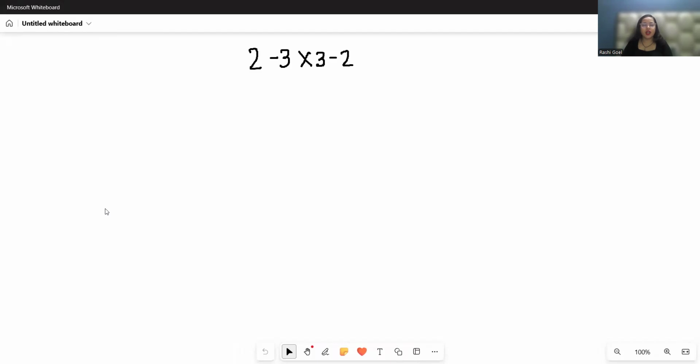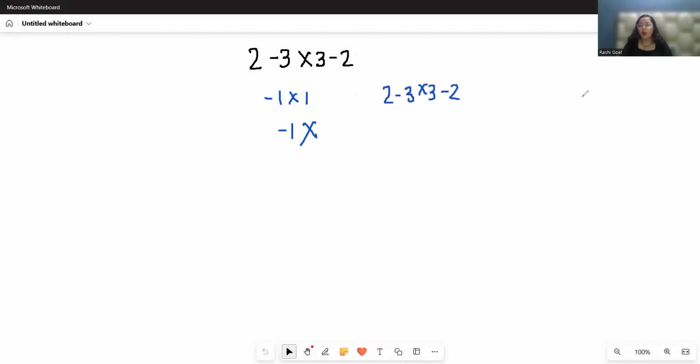So we have given the expression 2 minus 3 times 3 minus 2 and people solve it like this. 2 minus 3 is minus 1 times 3 minus 2 is 1 and their answer is minus 1, which is the wrong way to solve this type of problem.